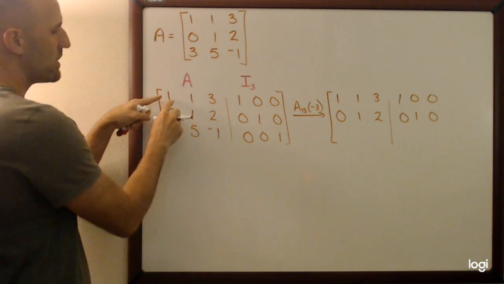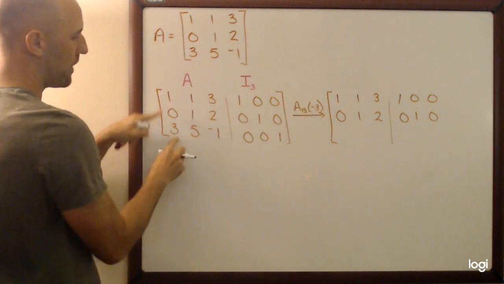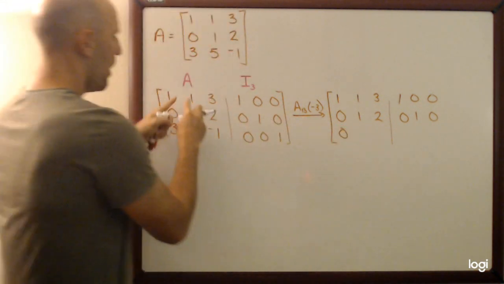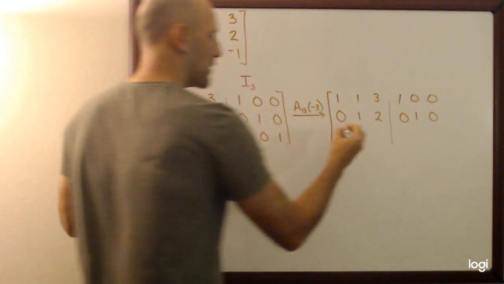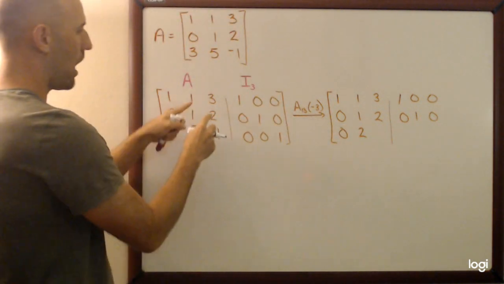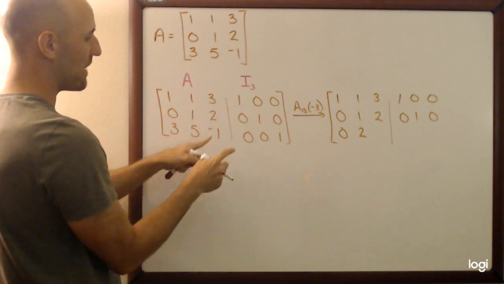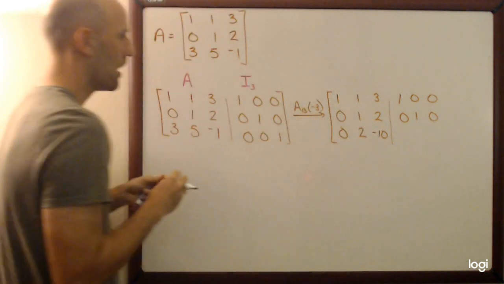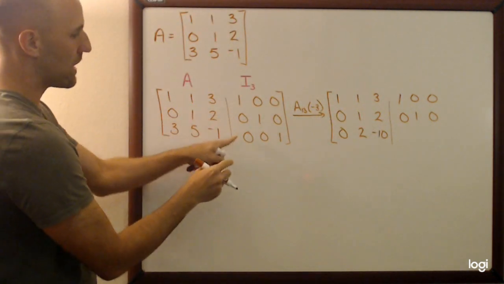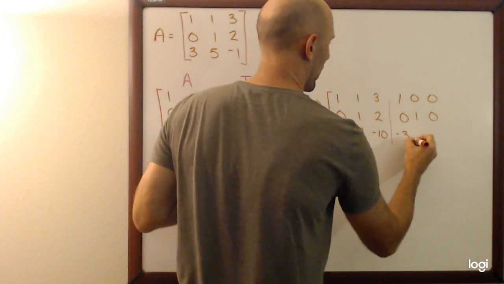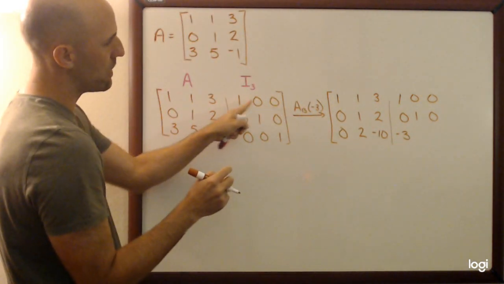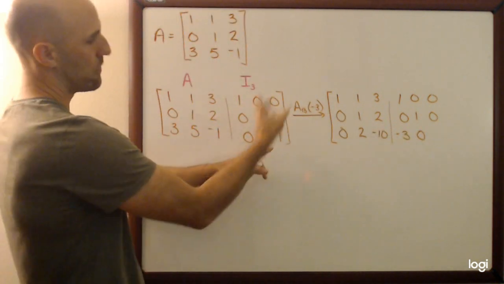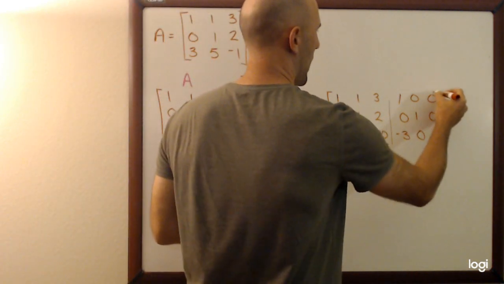Okay, now let's see what happens in row 3. Again, take this value, multiply it by negative 3, and then add it to the value that's already there. 1 times negative 3 plus 3 gives me 0. 1 times negative 3 plus 5 gives me 2. 3 times negative 3 is negative 9, plus negative 1 is negative 10. 1 times negative 3 plus 0 is negative 3. And the remaining two are 0 times negative 3, add that, you still have a 0. And 0 times negative 3, that's 0, add that to the 1, you still have a 1.